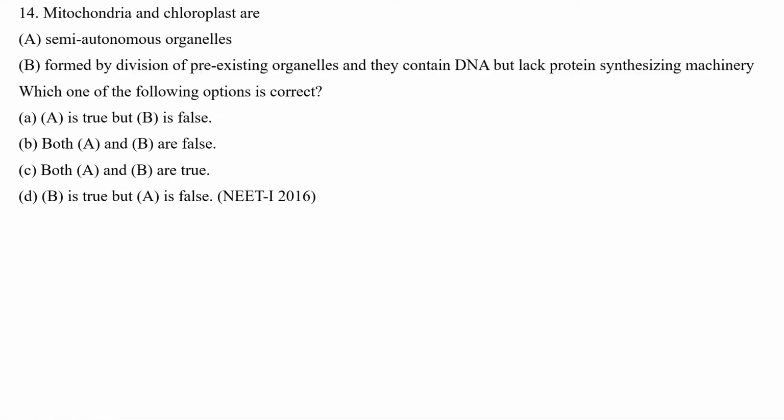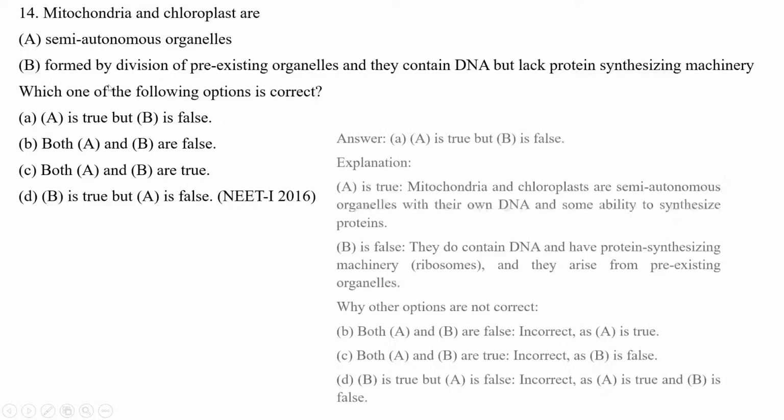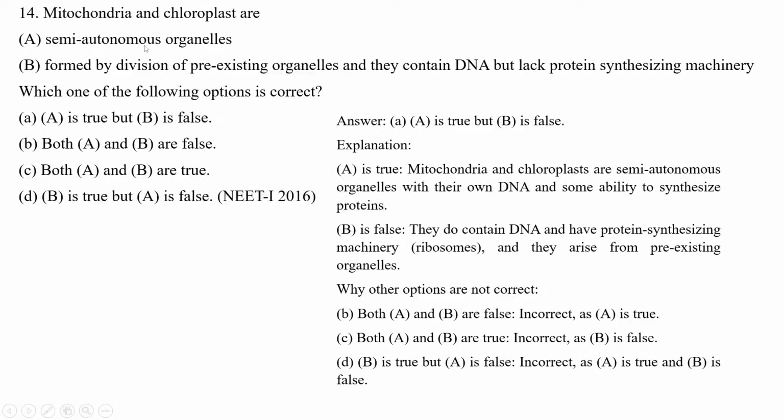Mitochondria and chloroplast are semi-autonomous organelles. Statement B: formed by division of pre-existing organelles, and they contain DNA but lack protein synthesizing machinery. Which one of the following options is correct? Mitochondria and chloroplast are semi-autonomous organelles, so A is true, but the statement in B is not correct. So option A will be the correct answer for this question.